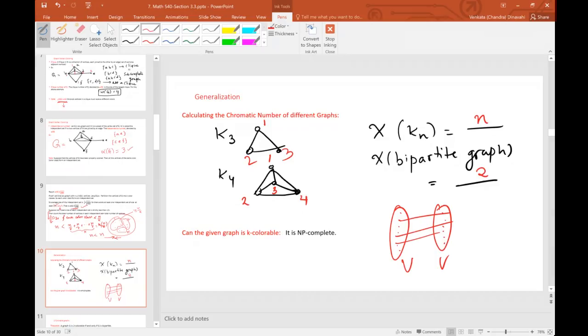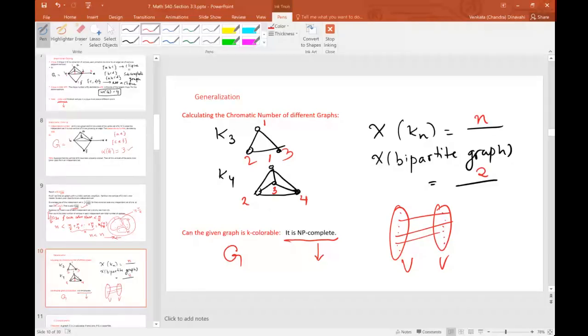But in general, if I give you any graph G and ask whether this graph is k-colorable, that means is this graph 7-colorable or 8-colorable, that problem is NP complete. What exactly that means is that the problem is very difficult to answer. There are some problems in math called NP complete problems. Nobody knows whether they're solvable efficiently or not. If you can prove one is right, all of them are right. If you prove one is wrong, all of them are wrong.